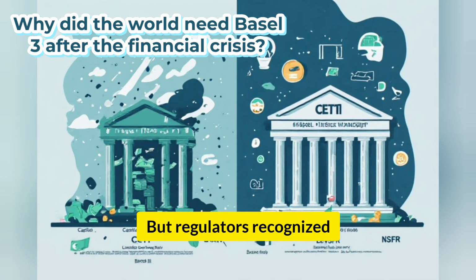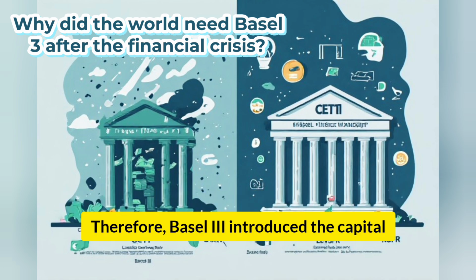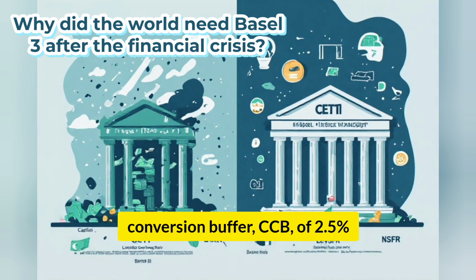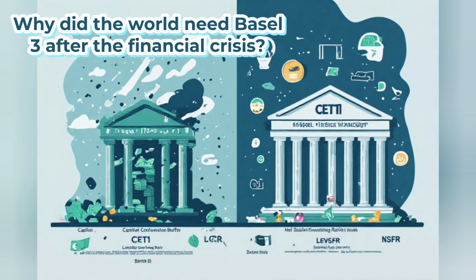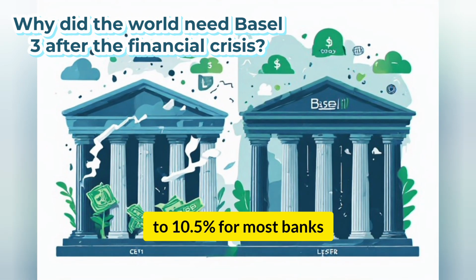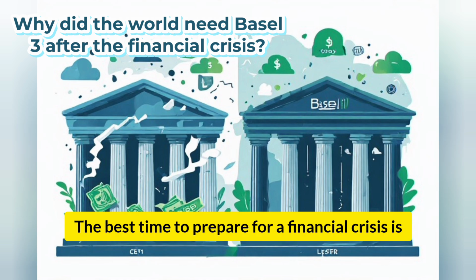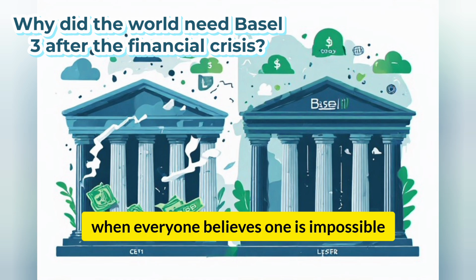But regulators recognized that crises often occur after periods of excessive optimism. Therefore, Basel III introduced the Capital Conservation Buffer (CCB) of 2.5%, bringing the effective total capital requirement to 10.5% for most banks. Pause and think about this. The best time to prepare for a financial crisis is when everyone believes one is impossible.